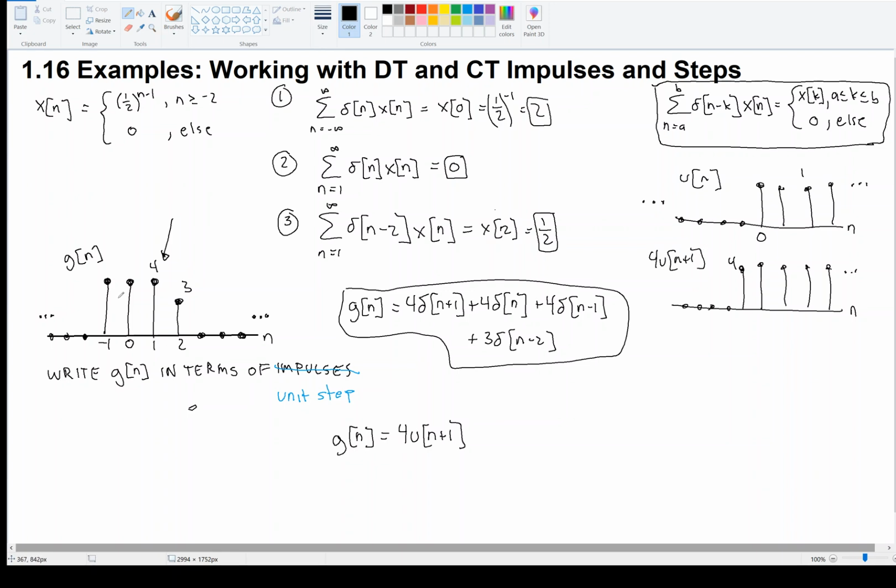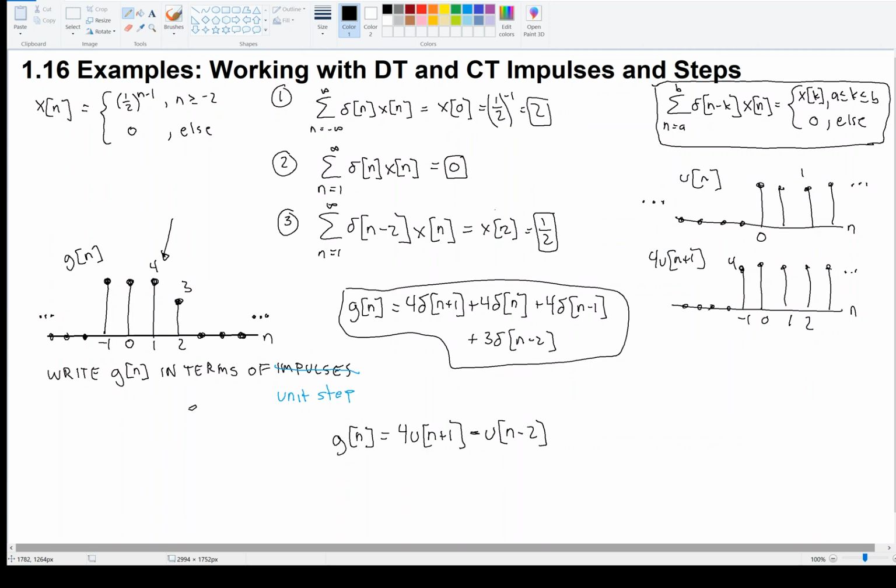So that's not exactly what we have. We have now at 2, so it stays 4, which is good, right? This is -1, 0, 1. But at 2, I need to jump down to 3. So what I'm going to do here then is subtract, because it goes down, a unit step delayed by 2 units.